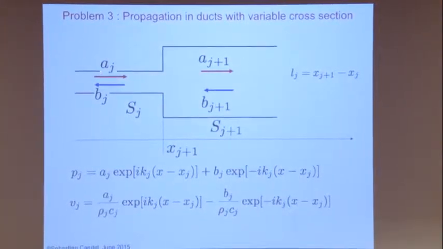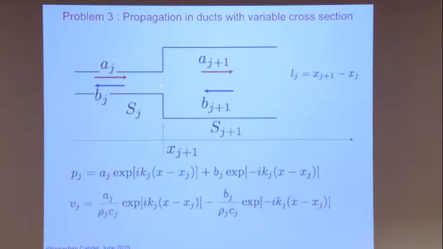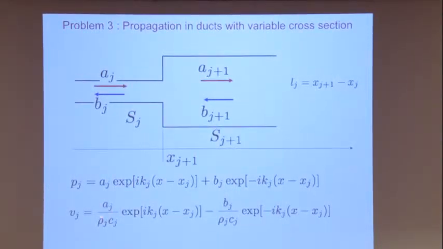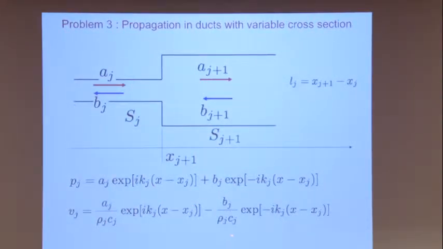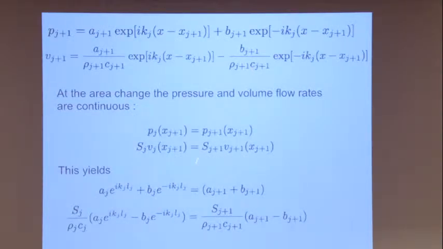So you write here a wave which goes like that, and the blue wave which goes in the negative x direction. A j, B j. It's useful to actually take the position x j, the beginning of this channel, as the reference here. And then you have the velocity which corresponds to that, which is written here. And now you have to write matching conditions at the change in section.